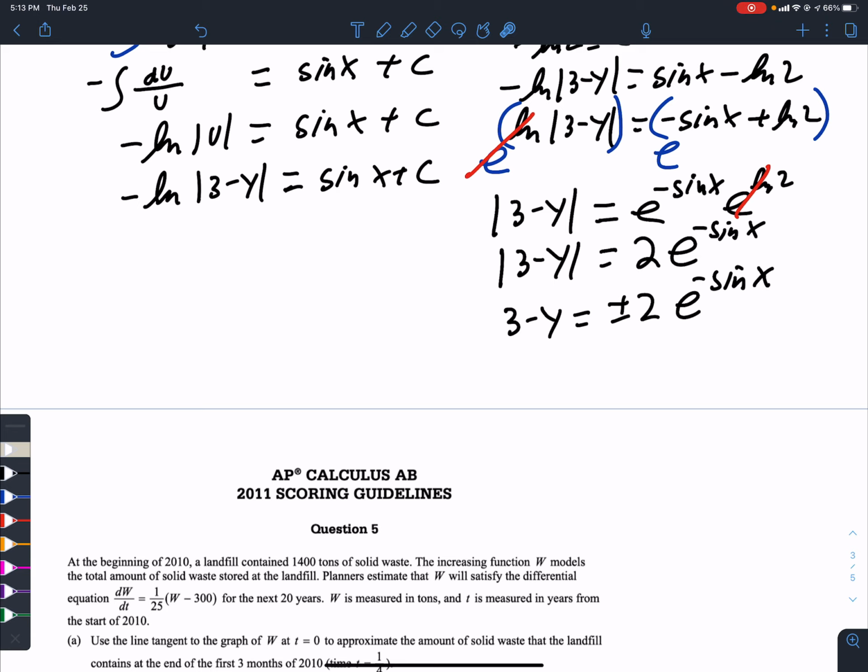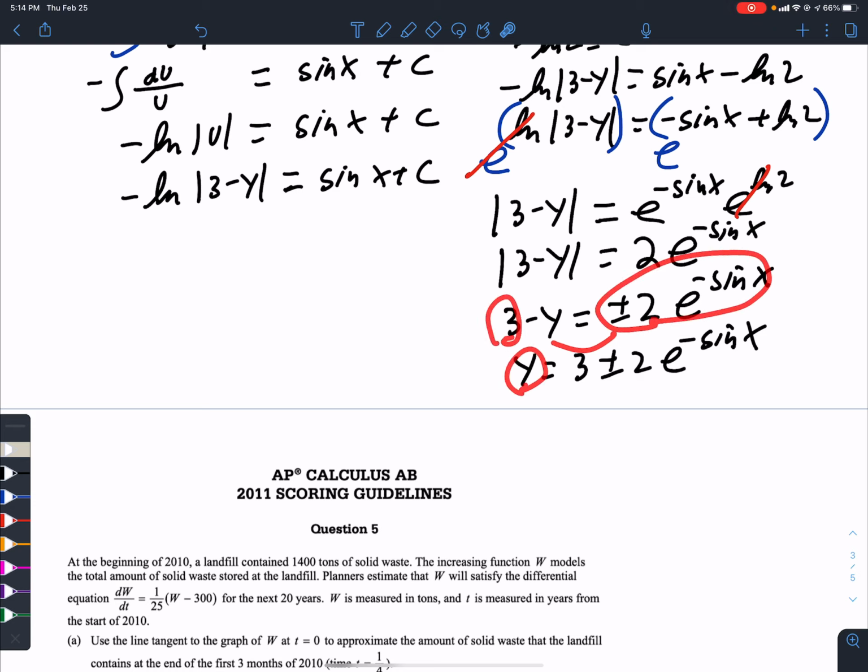Now I'm going to solve for y. So y is going to equal 3 plus or minus 2e to the minus sine x. What just happened? Okay, I add y to the other side so I get y by itself. I have 3 out by itself. I need to add and subtract this to get it over here, so I end up with that. But here's the problem. I can't have two of these.